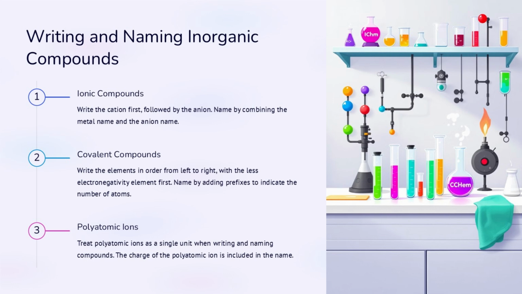Polyatomic ions are charged groups of atoms that behave as a single unit. When writing and naming compounds with polyatomic ions, we treat the polyatomic ion as a single unit. The charge of the polyatomic ion is included in the name of the compound.